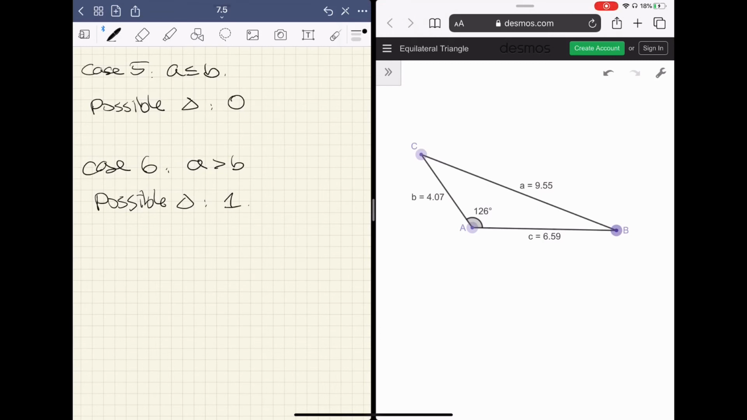Now, same thing, you have a question that is given angle A, side A and side B, and asks you to find angle B. So the question will look like angle A equal to 126 degrees, side A equal to 9.55, and side B equal to 4.07, and asks you to find angle B. So since there's only one triangle, you can just use the sine law and cross multiply and find angle B. It shouldn't be too hard.